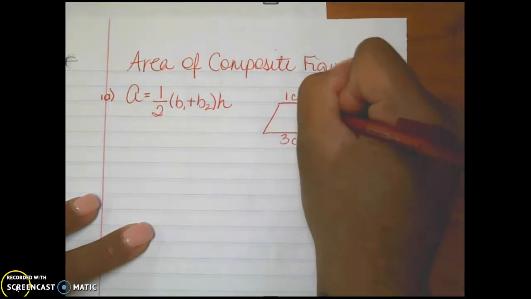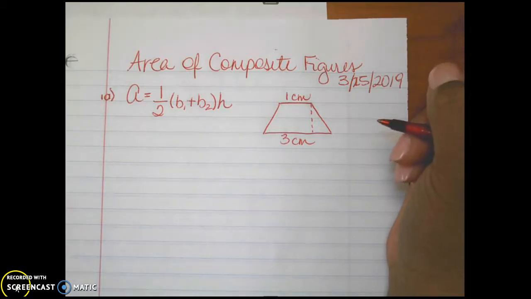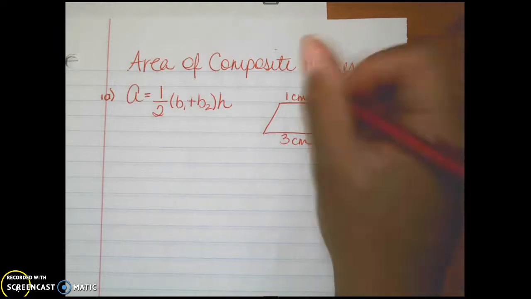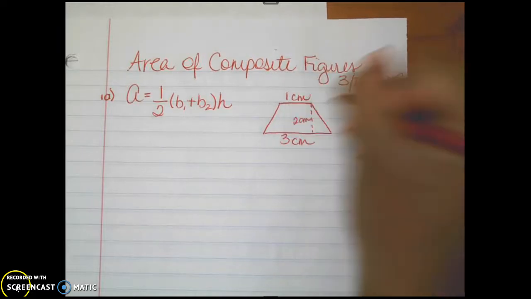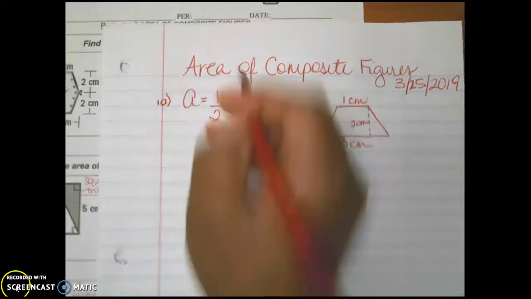And then what's my height? My height always stands up and down. It does not ever slant. How tall is it? 2 centimeters. Okay, I have my base 1, my base 2, and my height. Let's calculate.